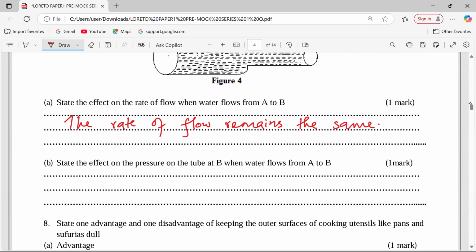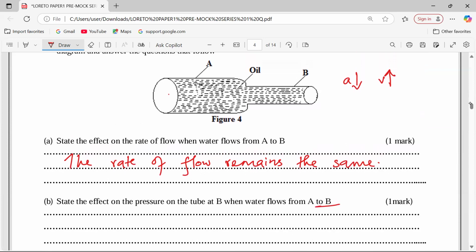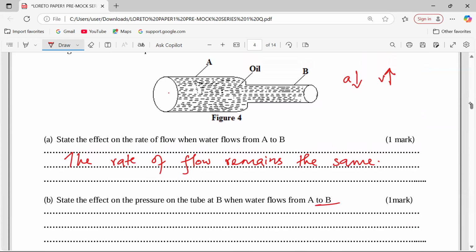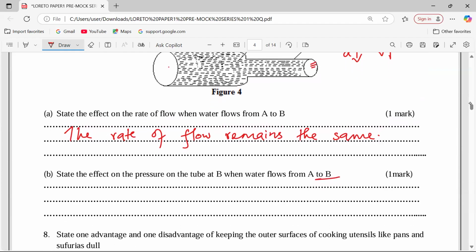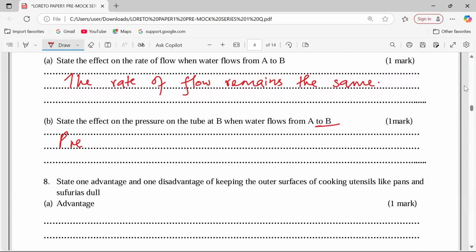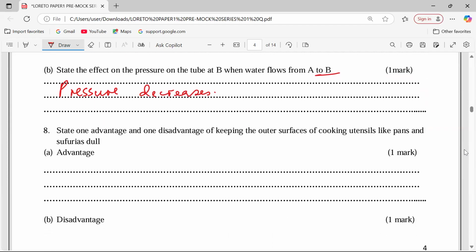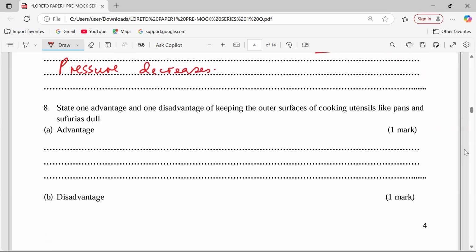Therefore, as we transition to B, there will be an increase in velocity due to the decreased cross-section. It will be moving very fast throughout here. Therefore, we will have a pressure decrease. Pressure decreases. Very simple. So the pressure decreases. That is the fluid flow according to Form 2 physics book.